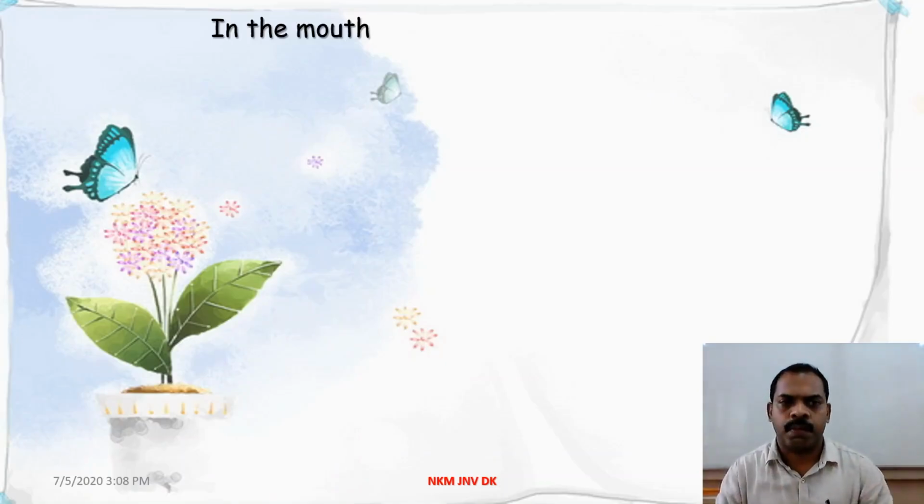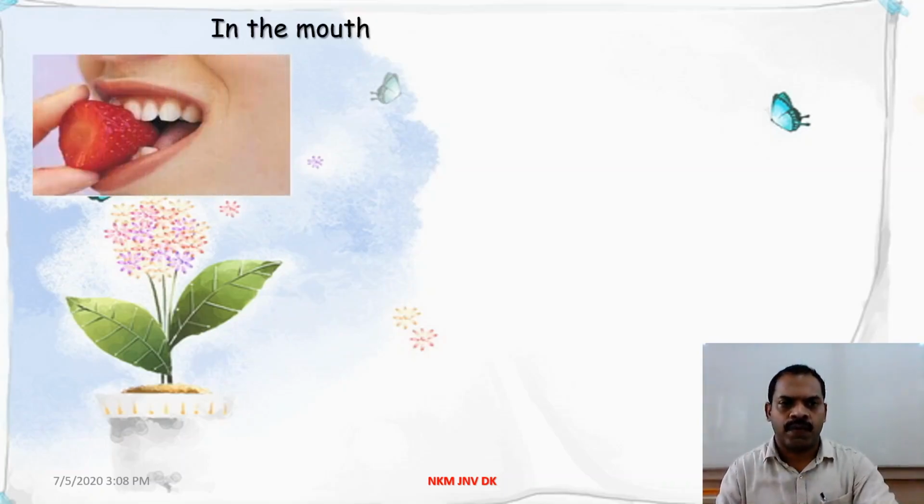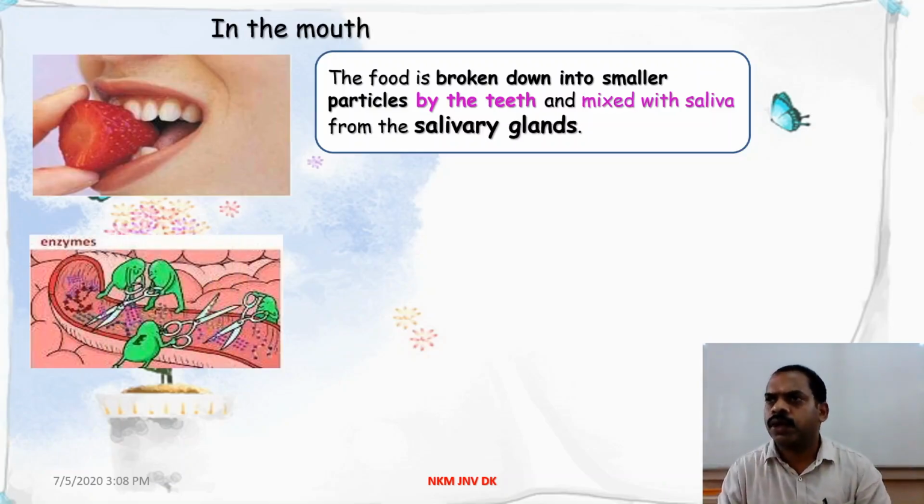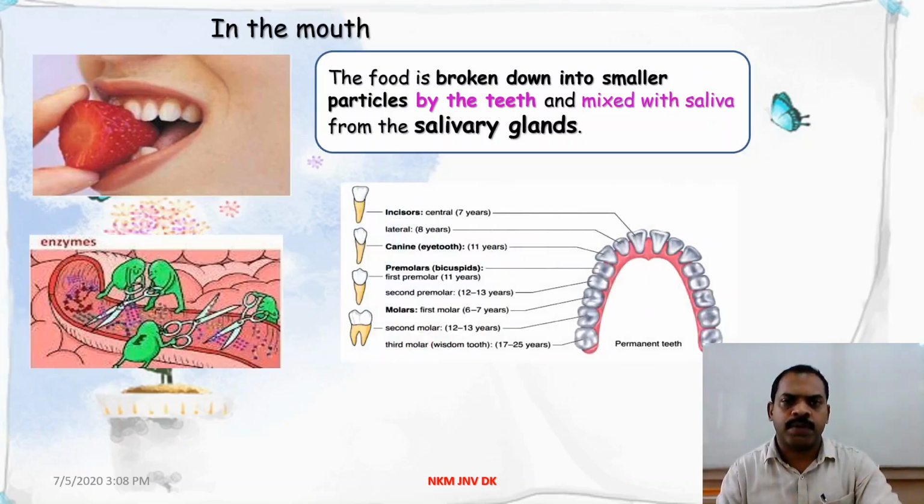Now let us start with the mouth. What is the role of the mouth in our nutrition? Of course, this is the area of ingestion. We are taking in the food. The food is taken into the alimentary canal through the mouth, where it is broken down into smaller particles by two means. First, the teeth break it down mechanically. Second, it is broken down enzymatically, chemically, by the salivary gland secretion, which we call saliva.